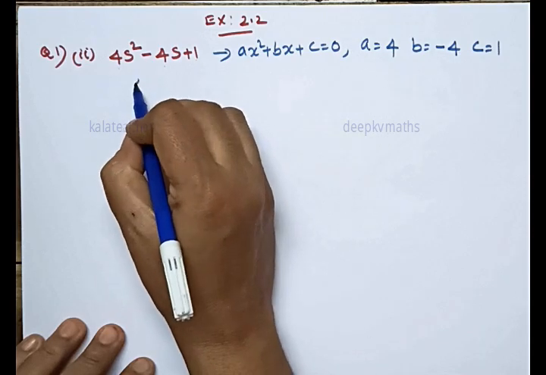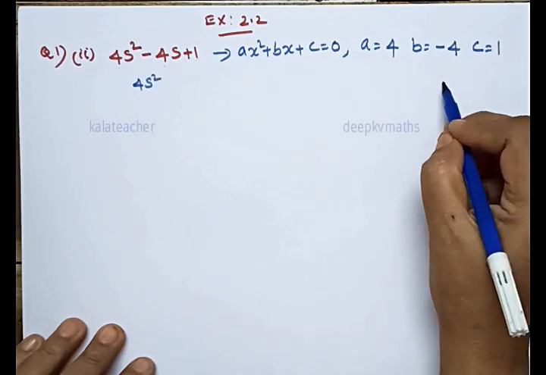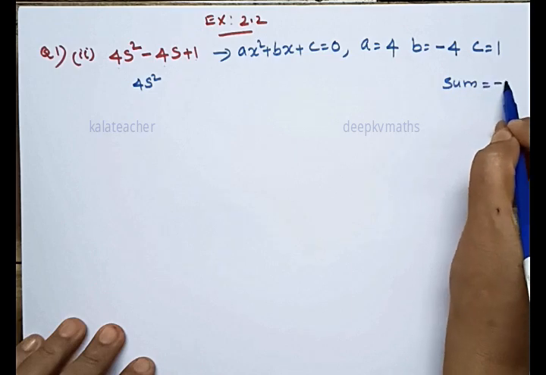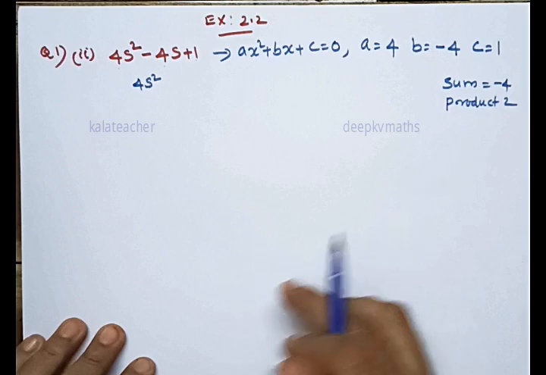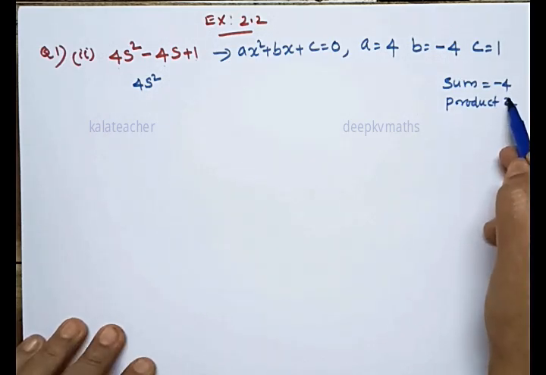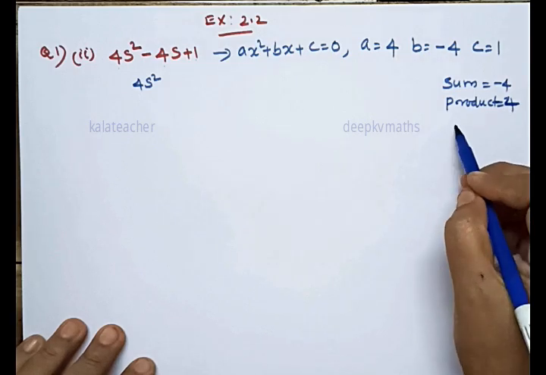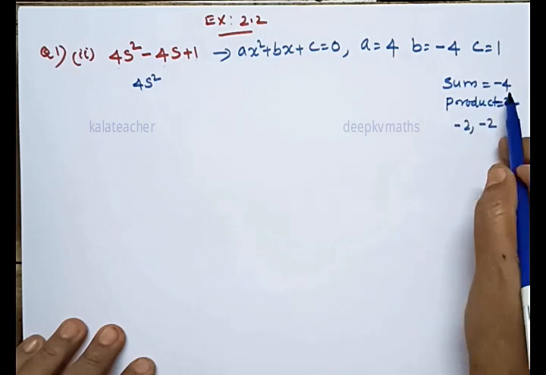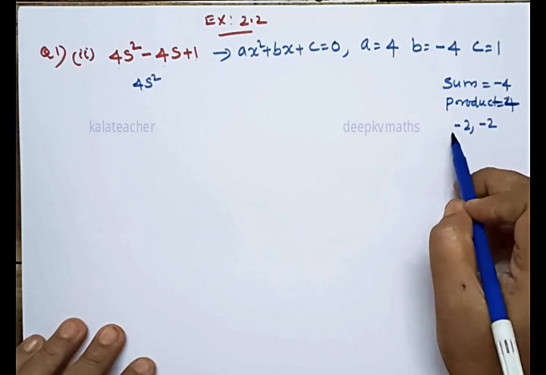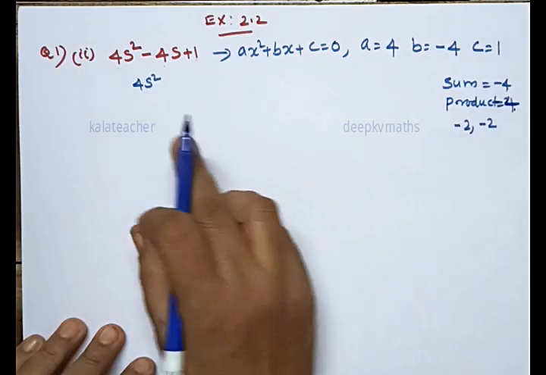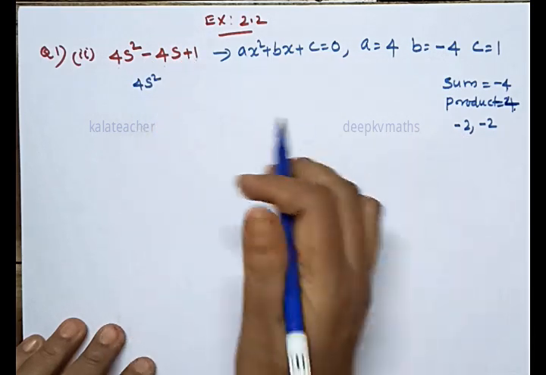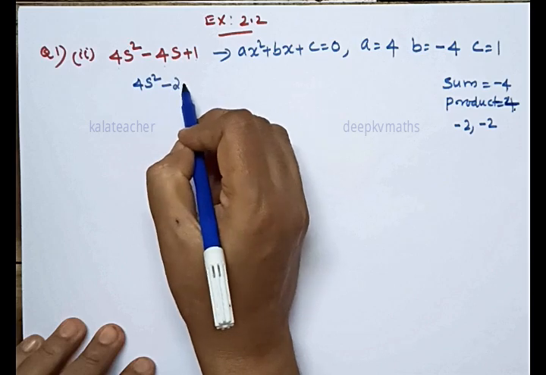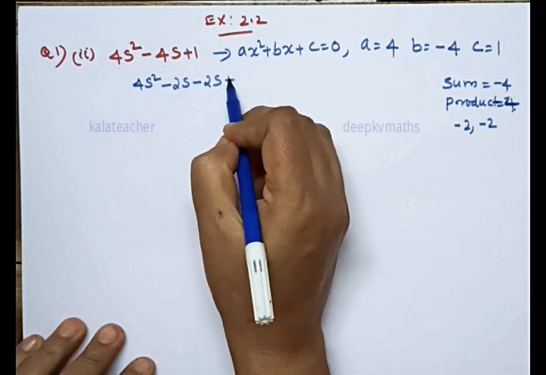We need two numbers whose sum is minus 4 and product is 4. The numbers are minus 2 and minus 2. Adding minus 2 and minus 2 gives minus 4, and multiplying gives 4. So we split the middle term: 4x square minus 2x minus 2x plus 1.